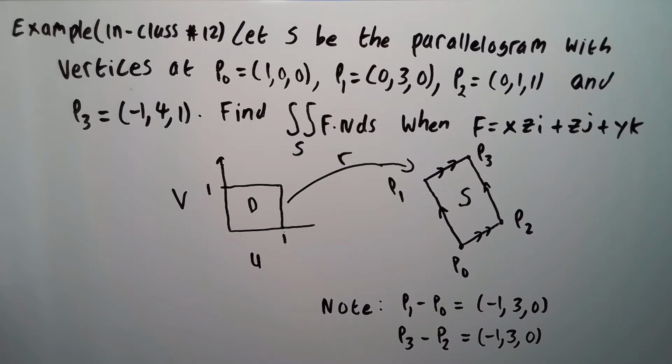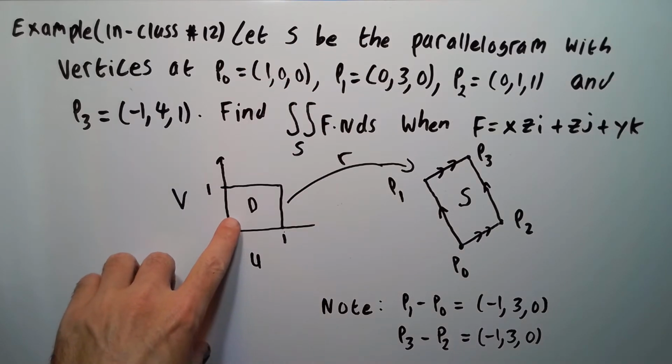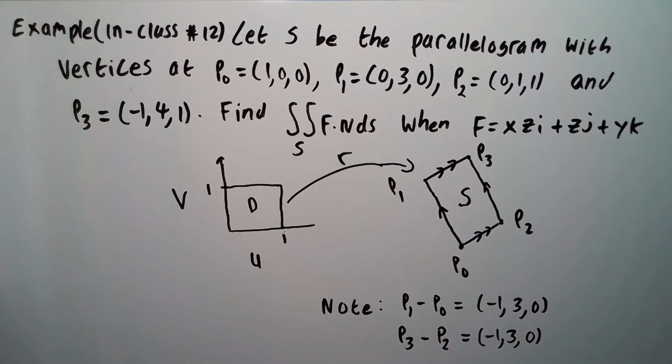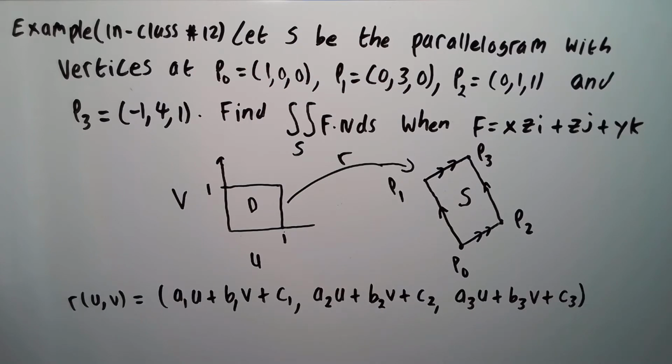Okay, so I want to find a mapping R that maps this unit square into this parallelogram. It's always possible to map the unit square into any parallelogram. So we're going to use an affine transformation to do that. Let me write down the definition of the affine transformation. A transformation would look like this: A1 u + B1 v + C1, A2 u + B2 v + C2, and A3 u + B3 v + C3.